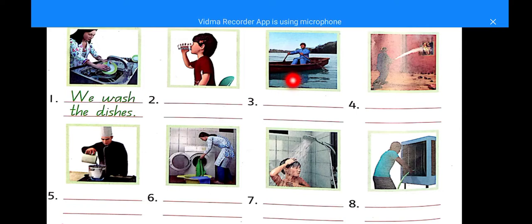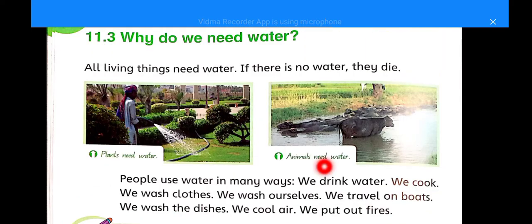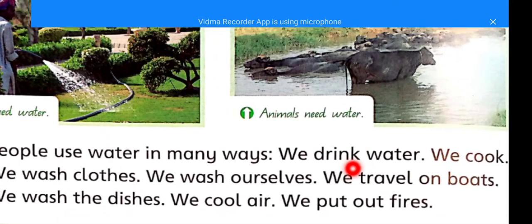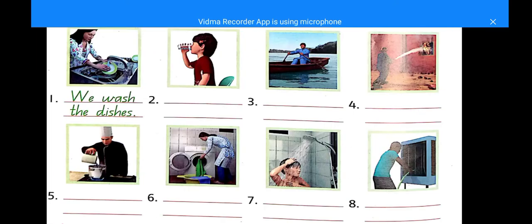Next one is that we travel on... Exactly, this is a boat. So here we will write down the next point, that we travel on boats. You can say that we use boats for traveling. And have you remembered that for the first picture we have the point that we drink water, and for the second picture, under this you can see that we travel on boats. Here is written that we travel on boats and we drink water. These two we have done.